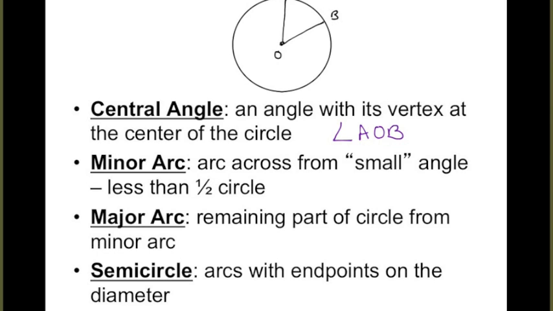A minor arc is an arc or a portion of a circle across from a small angle. It has to be less than half of the circle. So in this picture, we would be talking about the portion of the edge of the circle, like the pizza crust that goes from A to B, which is less than half of the circle along the edge. The way we name that is by using its endpoints and putting a little curved hat above it.